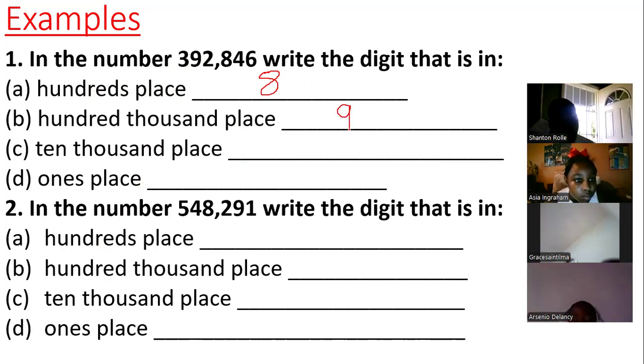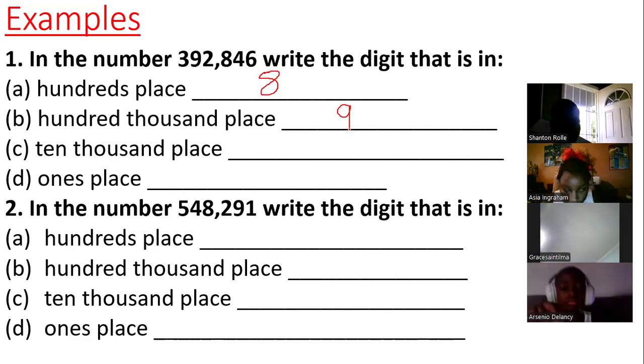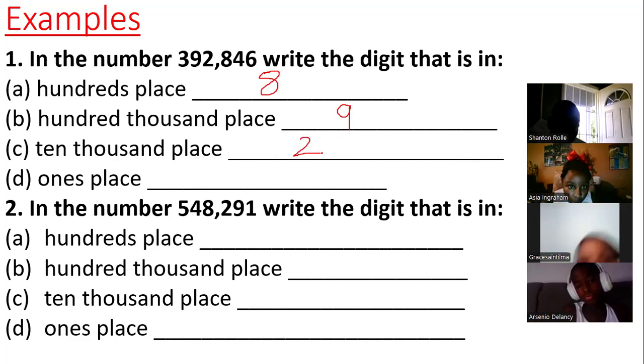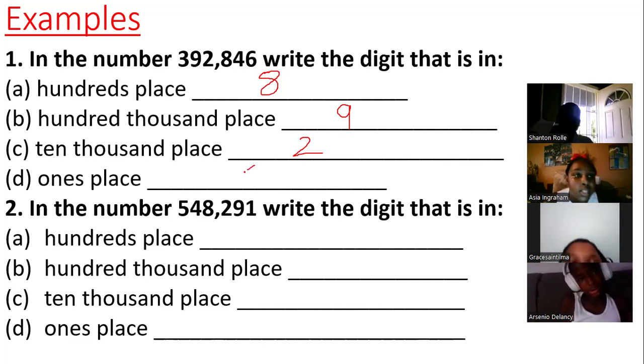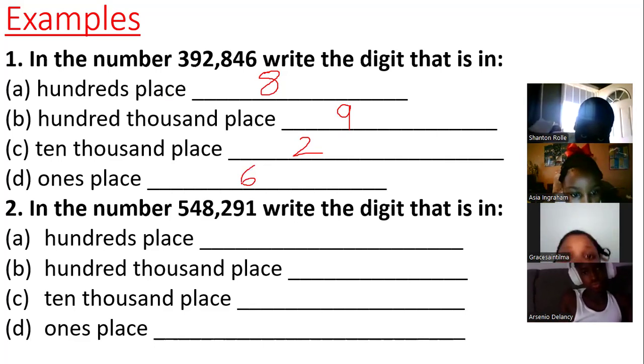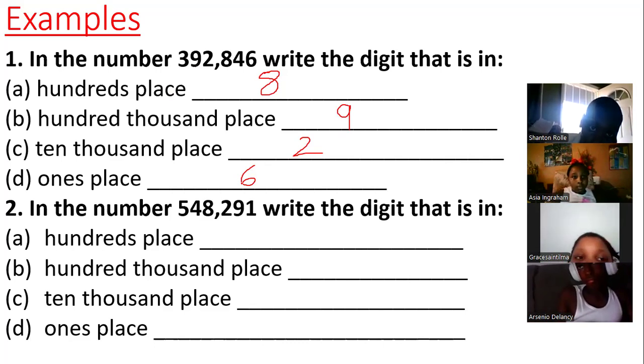For C, which number is in the 10,000 place? 2. Very good. For D, which number is in the ones place? 6. Very good. So do y'all understand that? Yes, sir. Okay, good. So, let's do the next one.